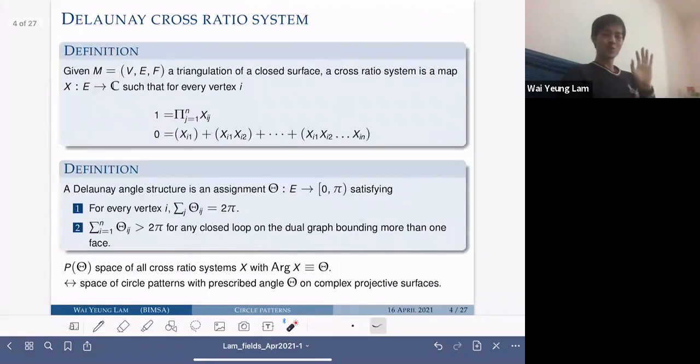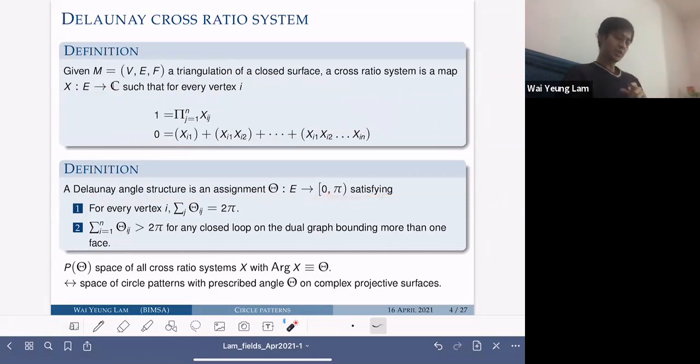Now we focus on these cross ratios. I start with a triangulation of a closed surface. Then a cross ratio system is just a map defined on the edges such that these two equations are satisfied. Now we want to focus on this Delaunay circle pattern. I say a Delaunay angle structure is an assignment, theta, over edges, where now this angle goes from zero to pi only.